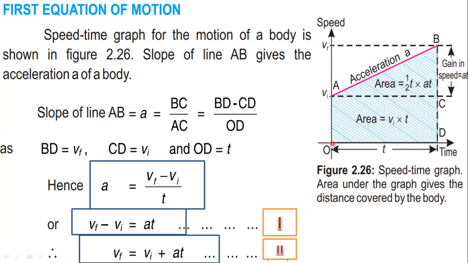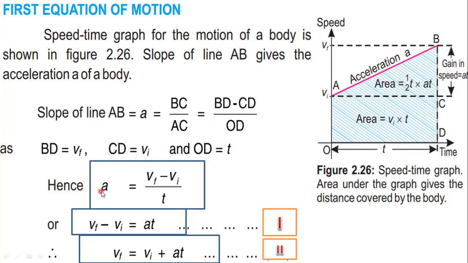You can see the time is starting from 0 and reaching at the point D, and this is representing the letter T. The time is from 0 to this point. So this is T. So that's why OD is T. Now putting in this equation, you will get the value of acceleration of the body from this point A to reaching at point B. So this line is representing the acceleration of the body.